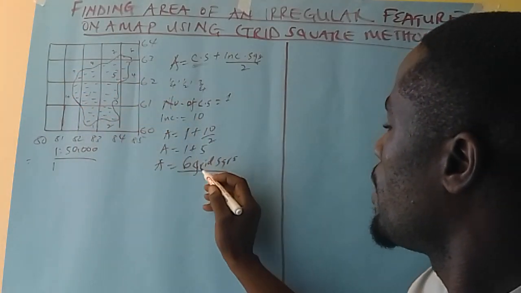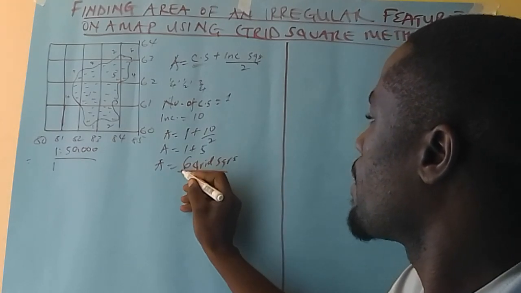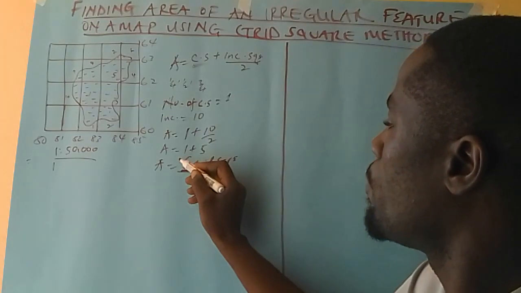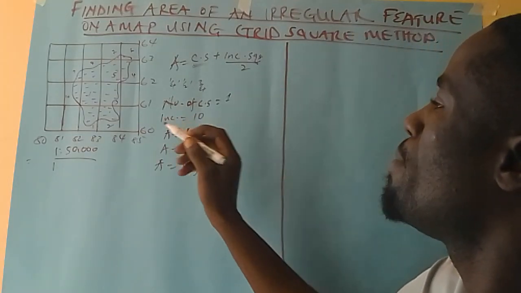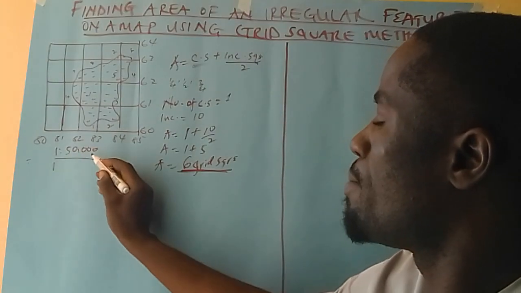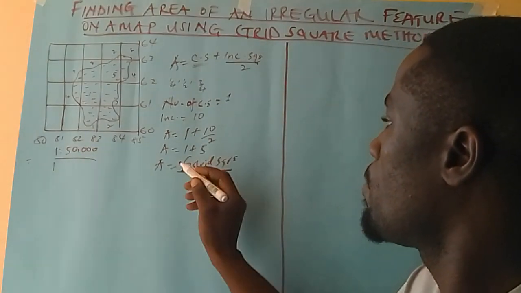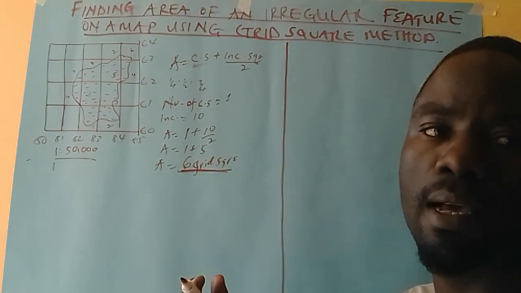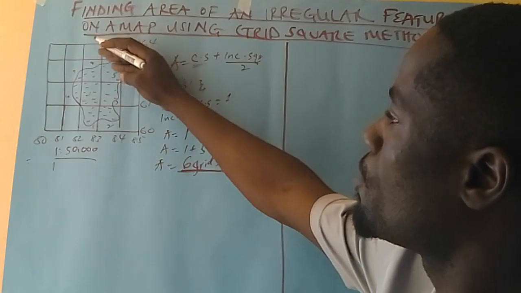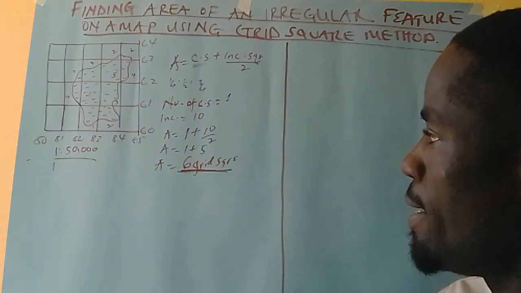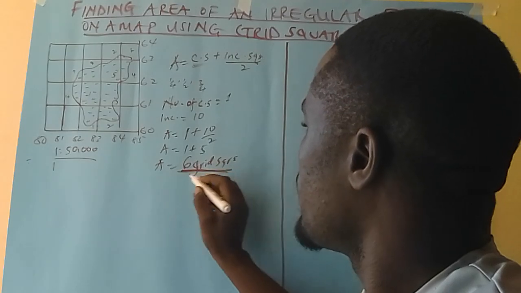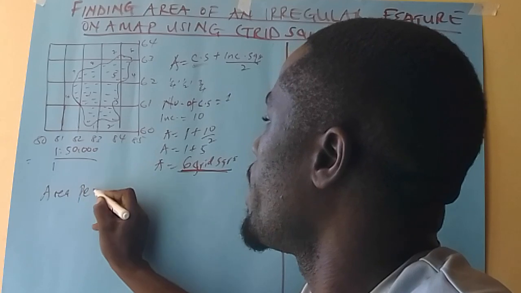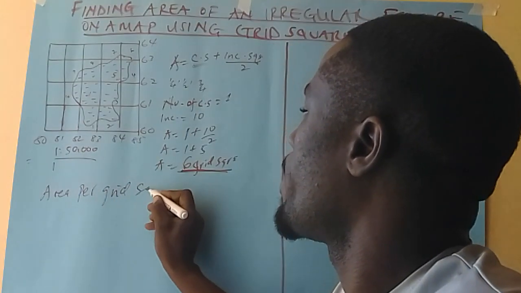So now I want to find out a grid square. What does it represent on the actual ground? In other words, we want to find out, because this area must be in kilometers. 1 centimeter represents half a kilometer. So we want to find out every square represents what, such that when we put those squares together, we can get the actual ground that is covered by that area. So here we are going to look for these squares. We want to find out area per grid square.